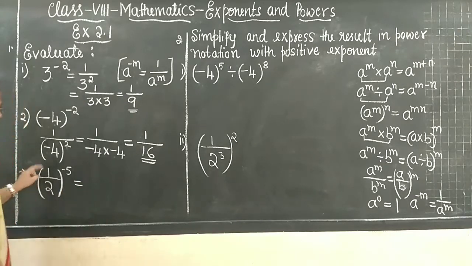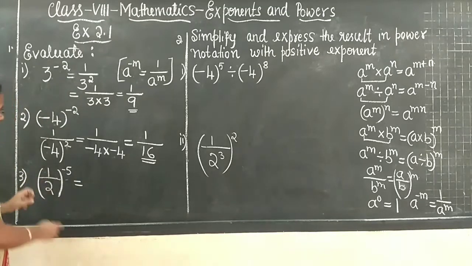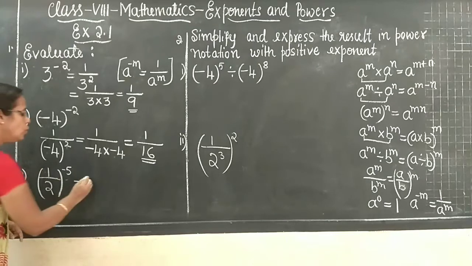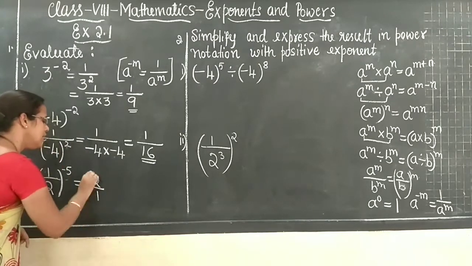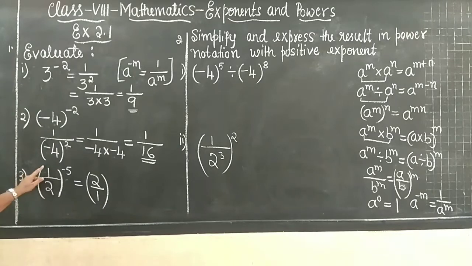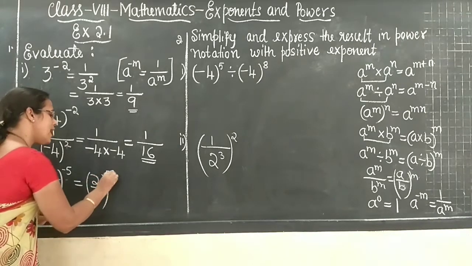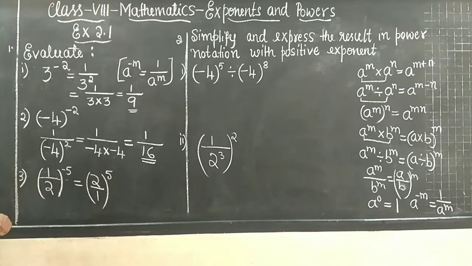Here it is, children, 1 by 2 whole to the power minus 5. This is a fraction, and its power is negative. So what can you do, children? You can write its reciprocal. Here it is easy to write. Earlier it was not a fraction, so I wrote it as a fraction. But it is already in fraction form, so you can write 1 by 2 as 2 by 1. The power goes from negative to positive. Can you make out, children? So 1 by 2 will become 2 by 1.